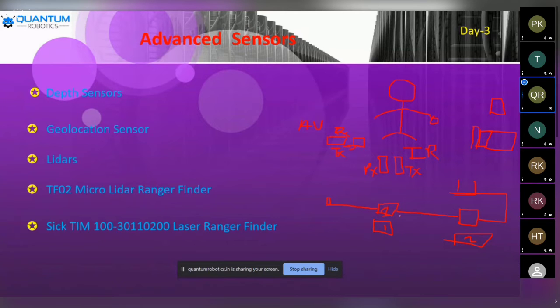This was the process done in the restaurant serving robots. In a few robots, IR sensors and ultrasonic sensors are used at the basic level.